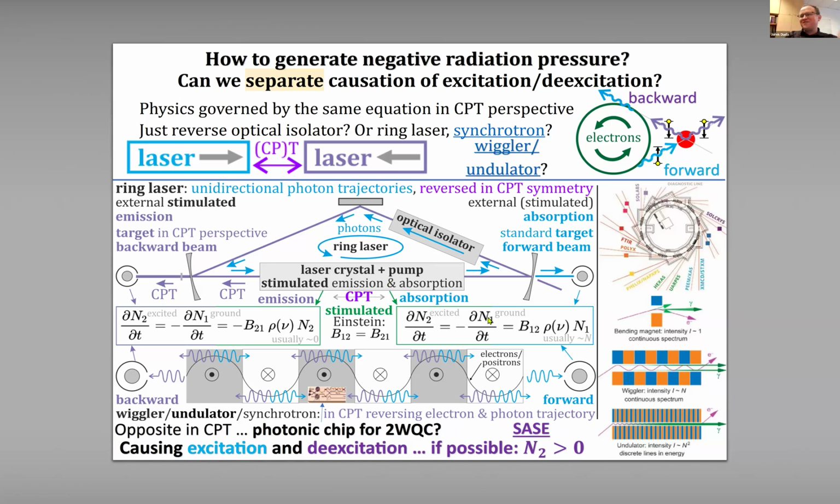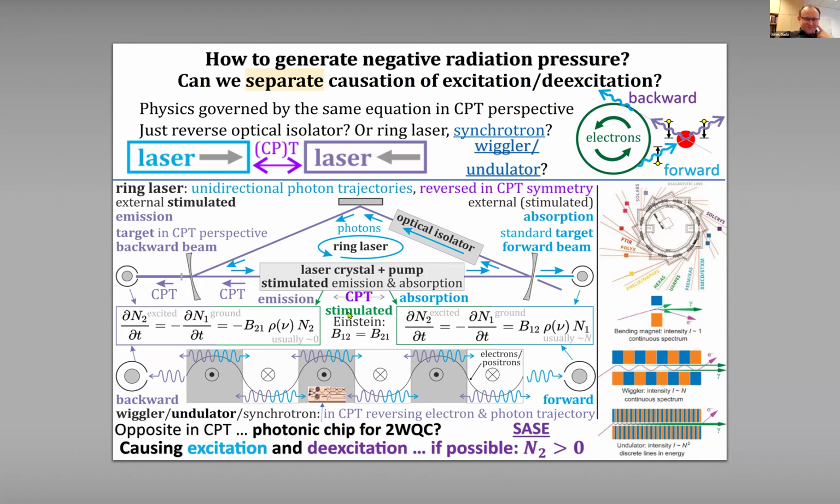Another relatively accessible way could be a ring laser, as I've mentioned a few times. In a ring laser, we enforce circulation in one direction, and it causes excitation of this target, acting on these equations. From the CPT perspective, the photon circulation is reversed, so it causes excitation of this target. In the standard perspective, it causes de-excitation of this target. So it should act as a pump for photons, at least in theory. It would be great to test it, but it's very difficult to get access to a ring laser.